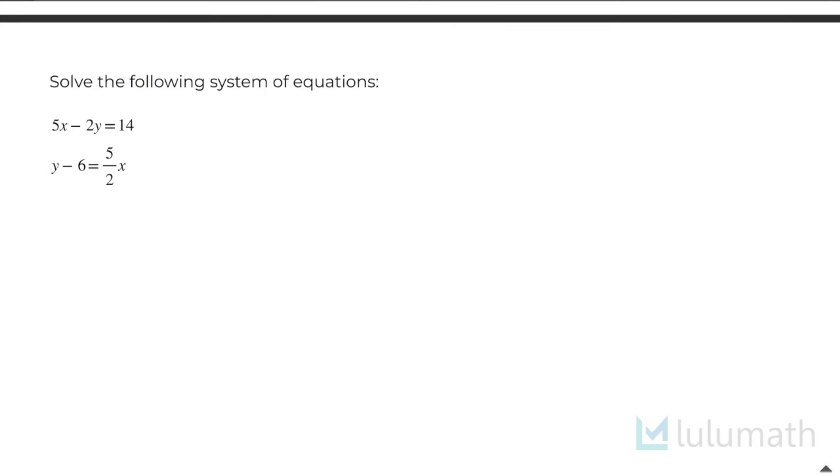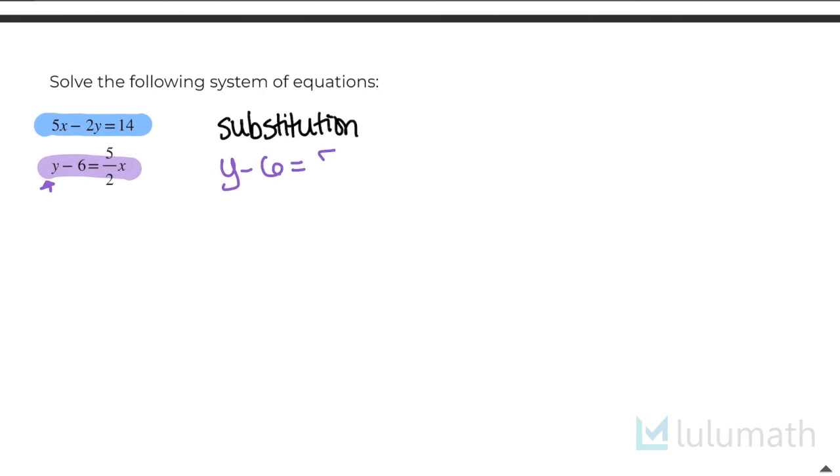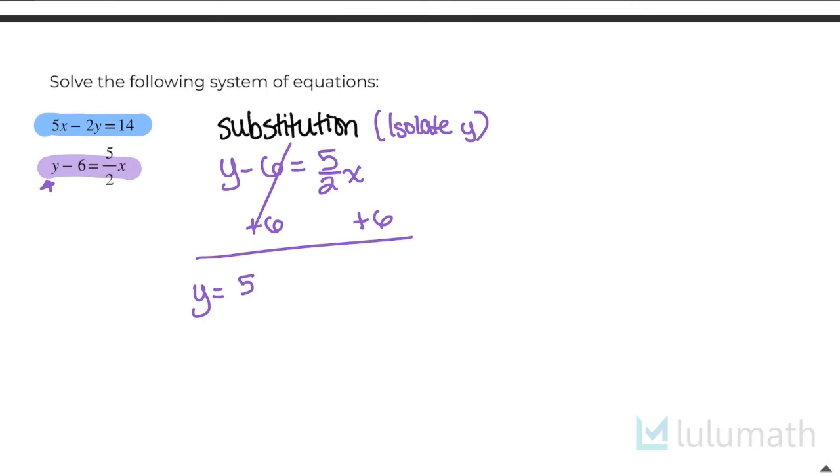All right, let's look at a different type of case. We have 5x minus 2y equals 14 as our first equation, and our second equation is y minus 6 equals 5 over 2x. I'm going to start with substitution again. This time, because this has a y right here, I'm going to make my life easier and isolate the y in the purple equation. To do that, I would just add the 6 to both sides. The 6's cancel, and I get y equals 5 over 2x plus 6.